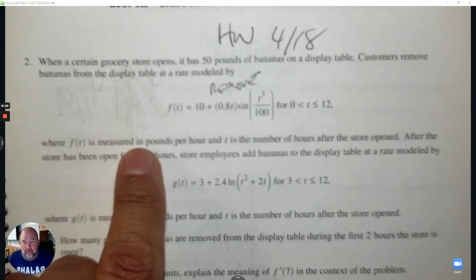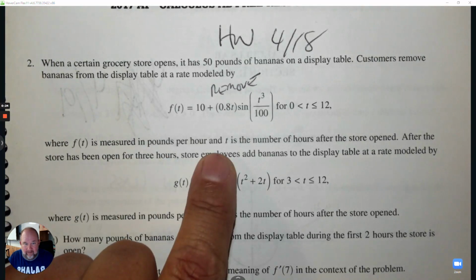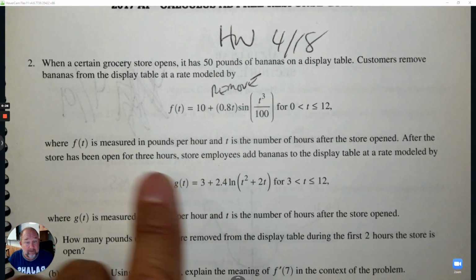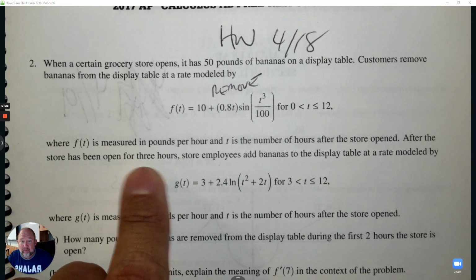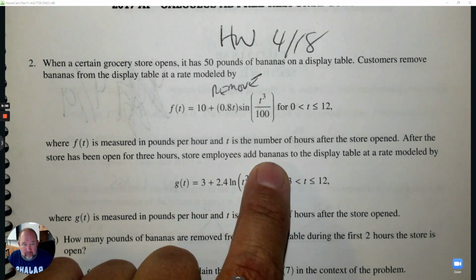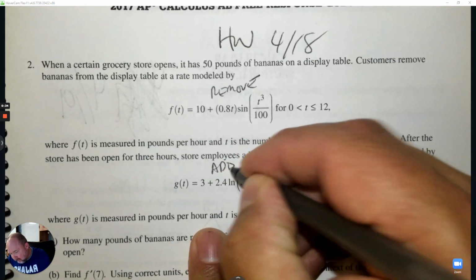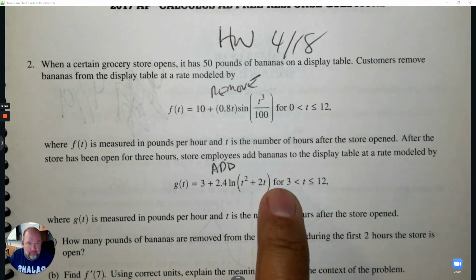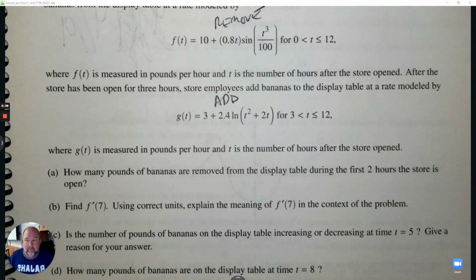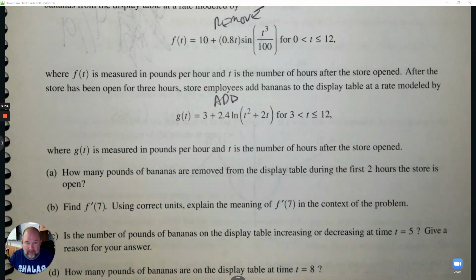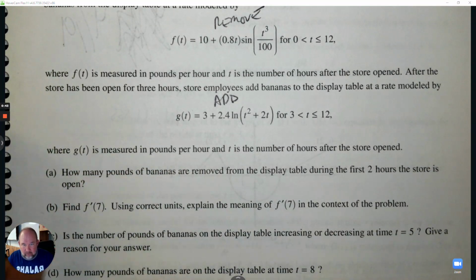When F of t is measured in pounds per hour, and t is in the number of hours after the store opens. After the store has been open for 3 hours, the store employees add bananas to the display. So this one is adding bananas to the display, and that goes from 3 to 12, where again it's measured in pounds per hour, and t is the number of hours after the store has been open.